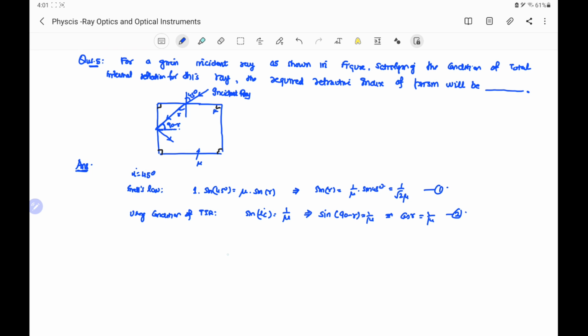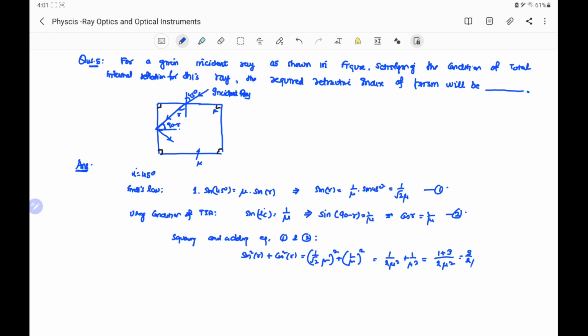Now we want mu, so we have to eliminate R. Therefore, squaring and adding equations 1 and 2, we will have sin square R plus cos square R will be equal to 1 by root 2 mu whole square plus 1 by mu square. That is equal to 1 by 2 mu square plus 1 by mu square. That is equal to, taking the LCM, we will get 1 plus 2, that is equal to 3 by 2 mu square.